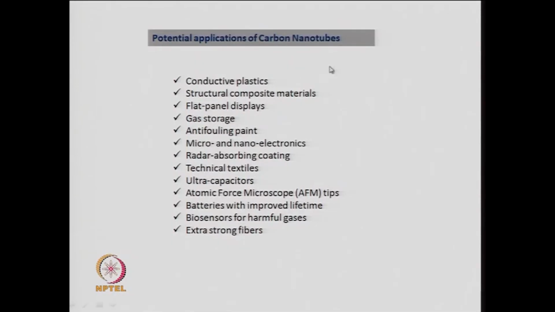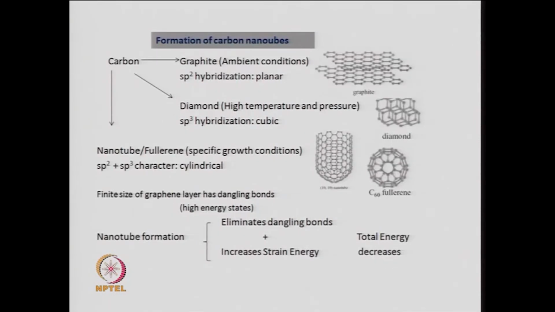But the point is one single material like carbon nanotube has so many applications, and this is also a very small list. So, we will come to the applications later in our next lecture, but this was just to give you a brief idea that there are many applications possible.